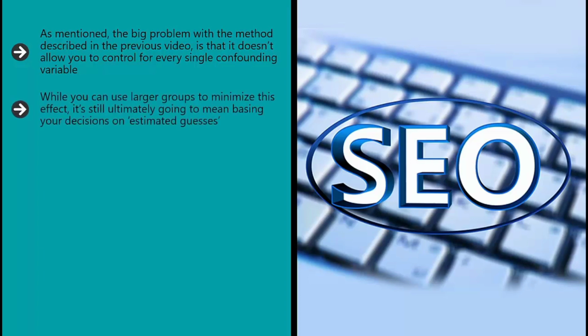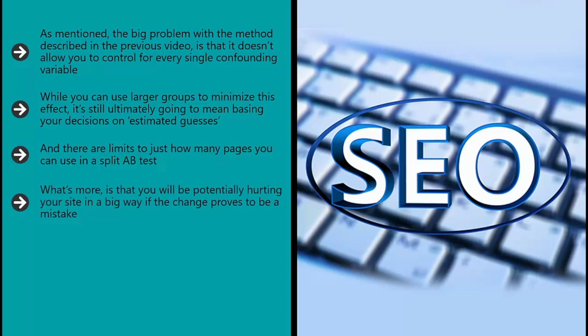While you can use larger groups to minimize this effect, it's still ultimately going to mean basing your decisions on estimated guesses. And there are limits to just how many pages you can use in a split A/B test. If you're going to be changing the results across hundreds of pages on your site, then this will involve a lot of work. What's more is that you will be potentially hurting your site in a big way if the change proves to be a mistake. The whole point of A/B testing is to conduct the experiment in a controlled manner. So what can you do?